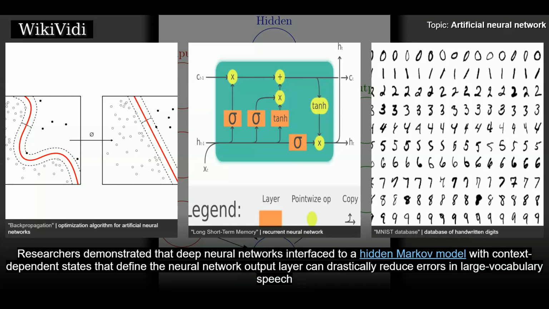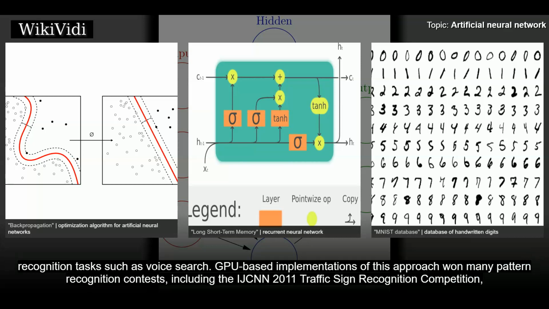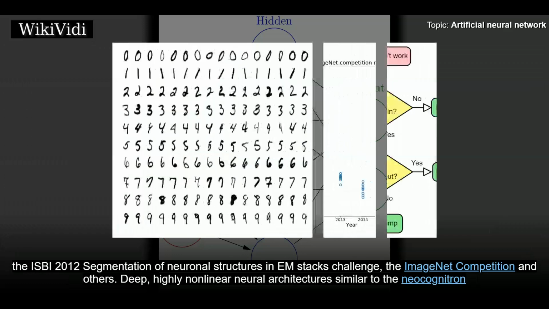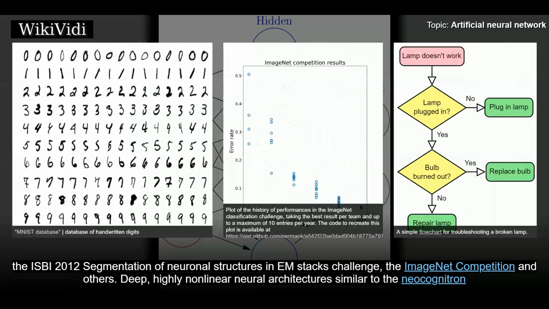Researchers demonstrated that deep neural networks interfaced to a hidden Markov model with context-dependent states that define a neural network output layer can drastically reduce errors in large vocabulary speech recognition tasks such as voice search. GPU-based implementations of this approach won many pattern recognition contests, including the ICANN 2011 Traffic Sign Recognition Competition, the ISBI 2012 Segmentation of Neuronal Structures in EM Stacks Challenge, the ImageNet Competition, and others.